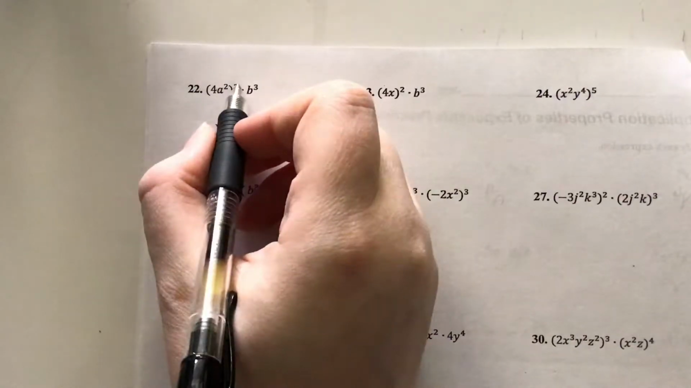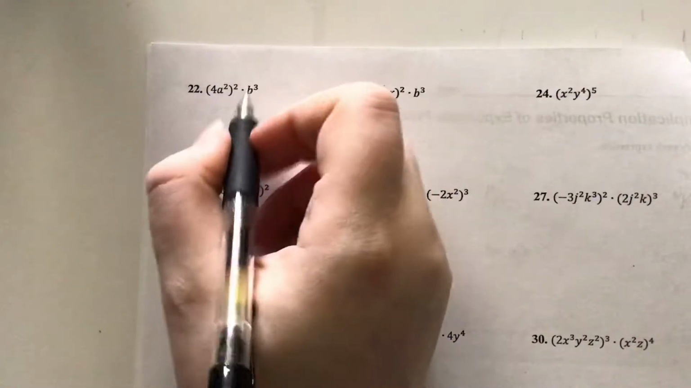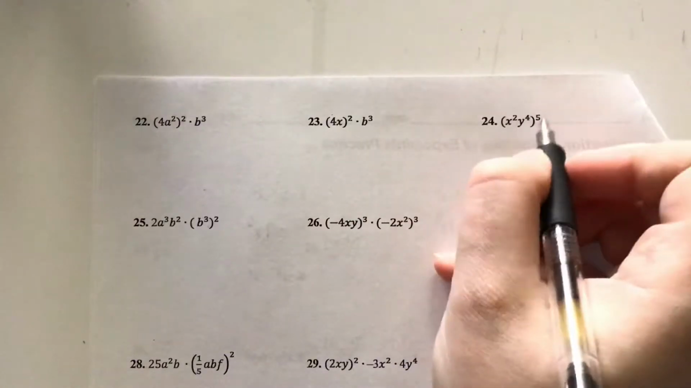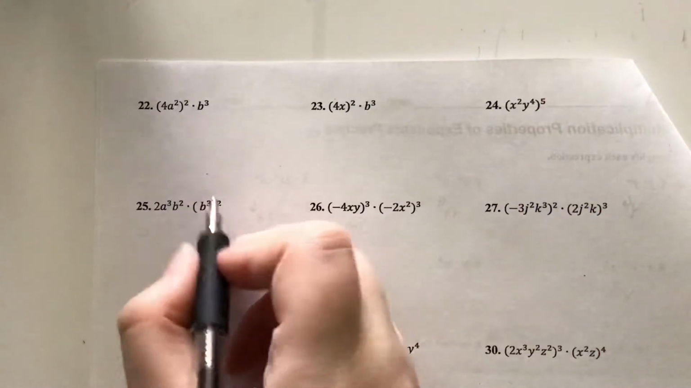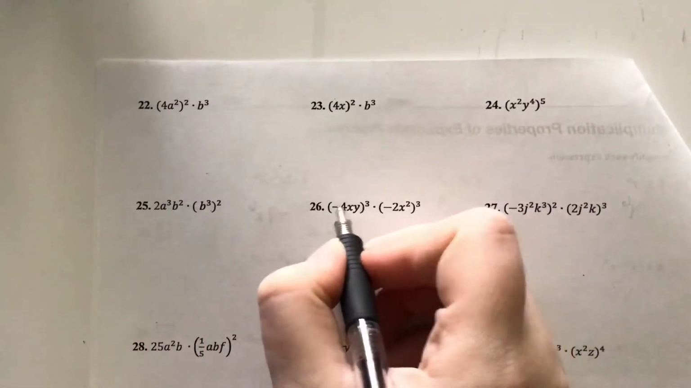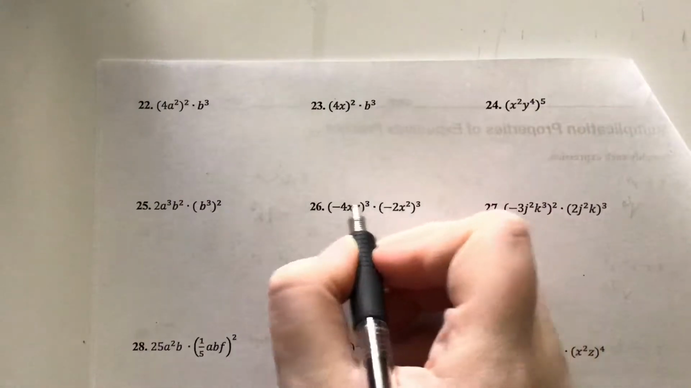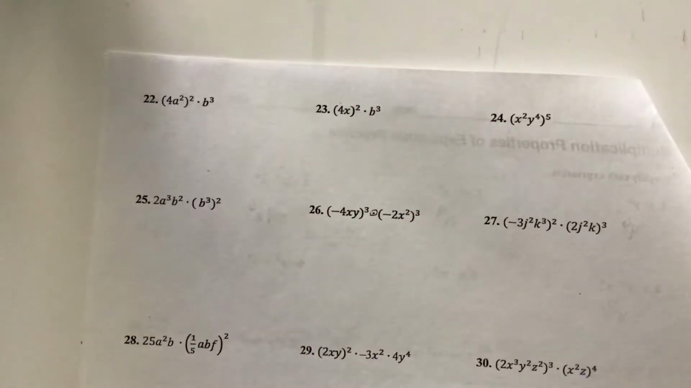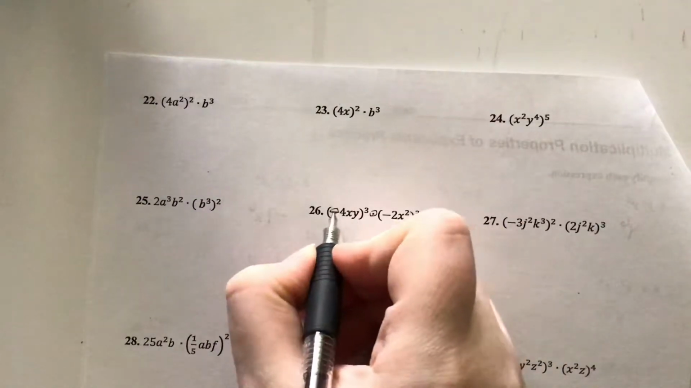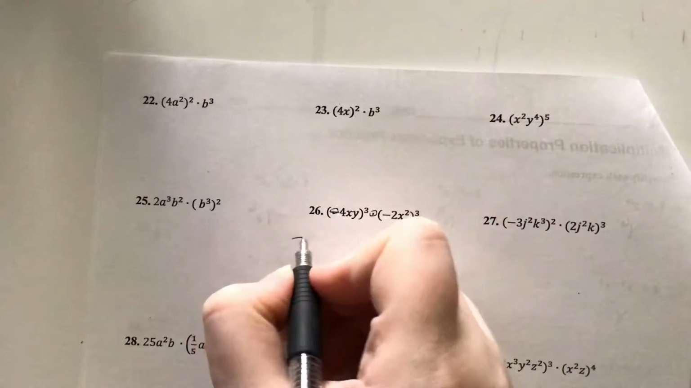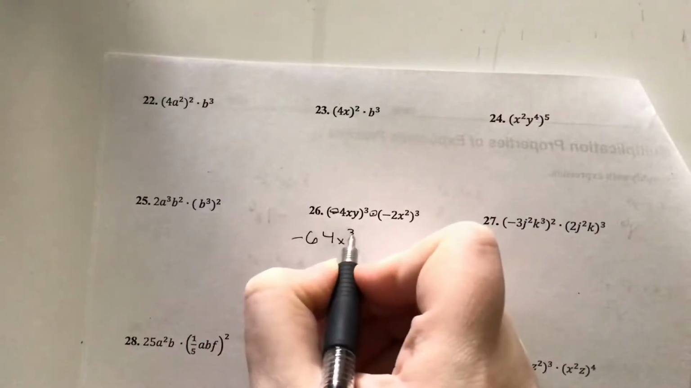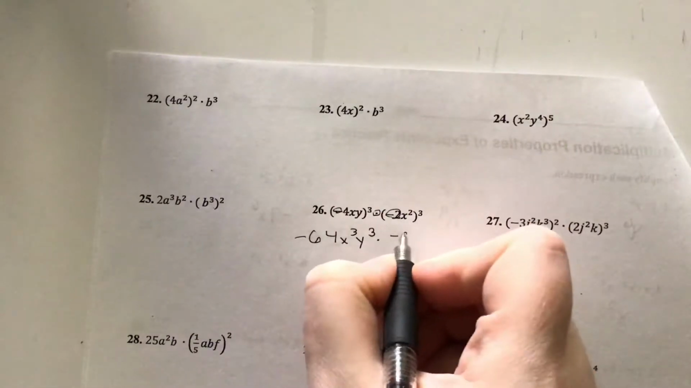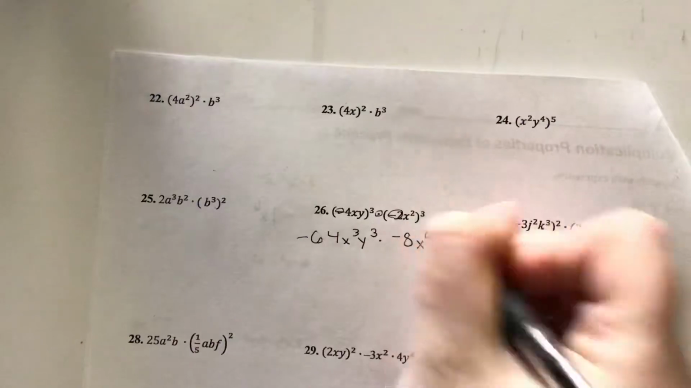Number 22, you'll do 4 squared. This will be a, 2 times 2 is to the 4th power, and then add the 3 b's over here. Same thing here, same thing here. You can do this one, you could do this one. I'll do number 26. There's 2 examples of power property, and then there's a product in between them at the end. So we're going to do -4 cubed. Again, this is a negative and the exponent is odd, so -64 x cubed y cubed times, this is -2 cubed, so -8 x to the 6th power.